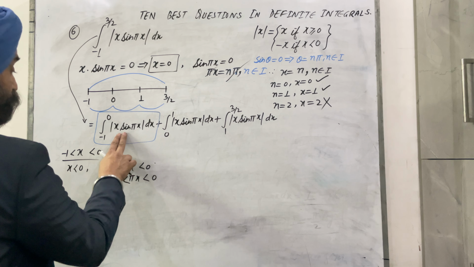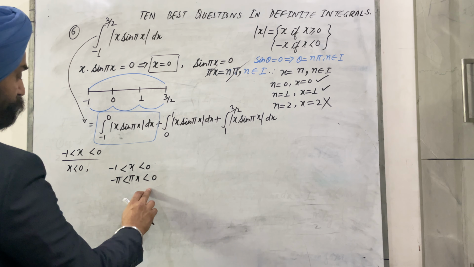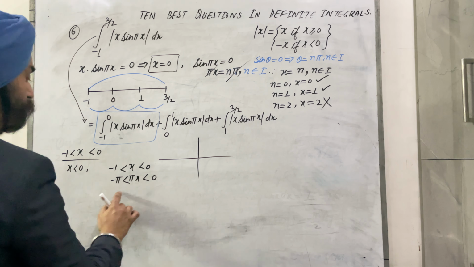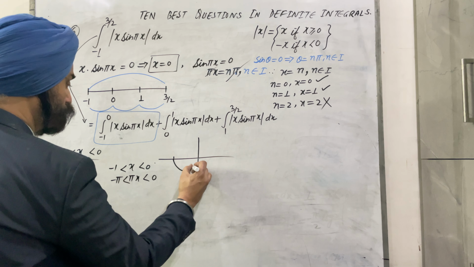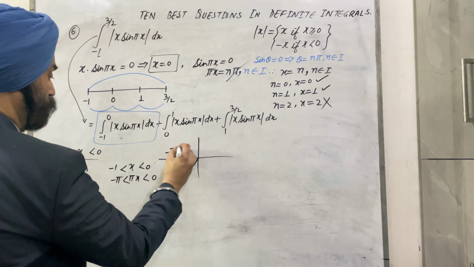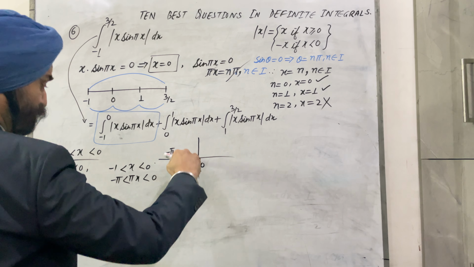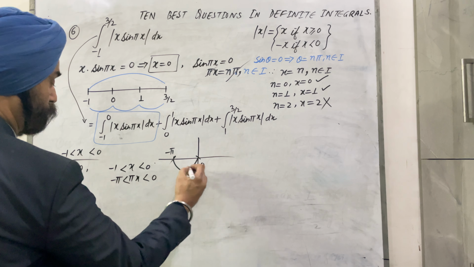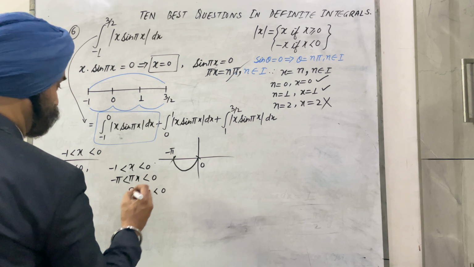Now sine is operating on this pi x, and this pi x angle lies between minus pi and 0. If you recall the graph of sine between minus pi and 0, it is like this. This is minus pi and this is 0. So you can see the graph is below the x-axis between minus pi and 0. So this is the graph for sine x, and we can write sine pi x is negative.